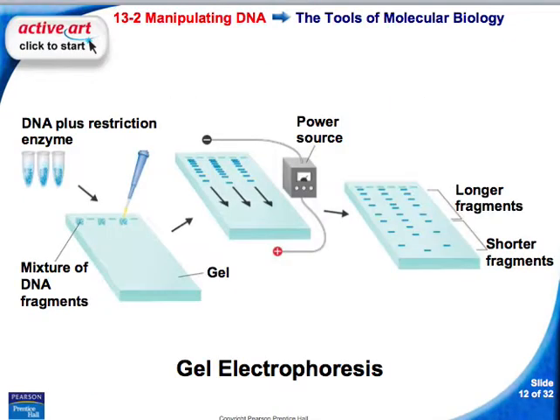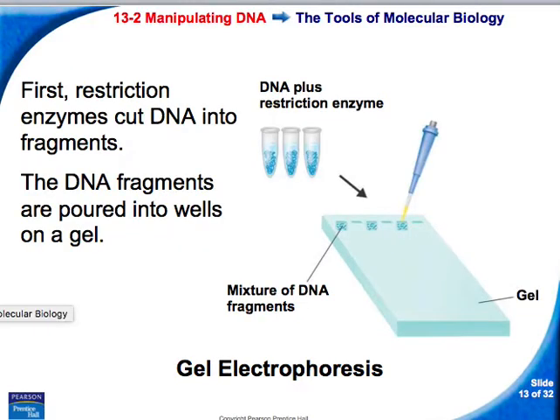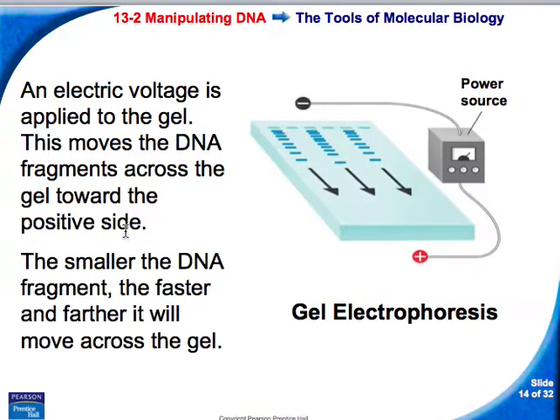Now, the overview here is what happens. All right, we cut it, we place it, and it moves along this gel-like substance. So what happens is, the first step is that we take restriction enzyme to cut the DNA into smaller parts. Okay, we then take this DNA, these fragments, and put them into these wells, all right, along the gel. Once that happens, the next step is to apply a voltage. All right, we apply electricity.